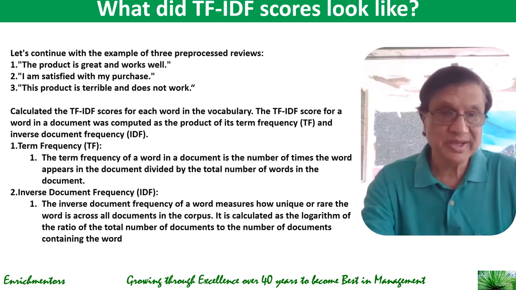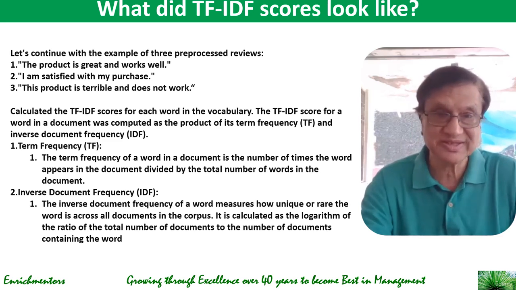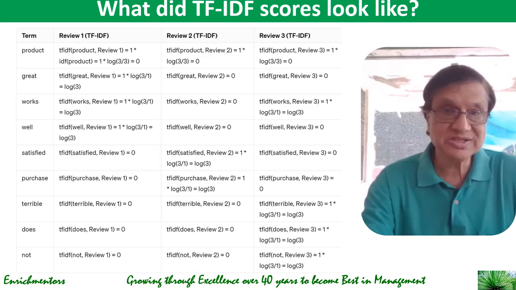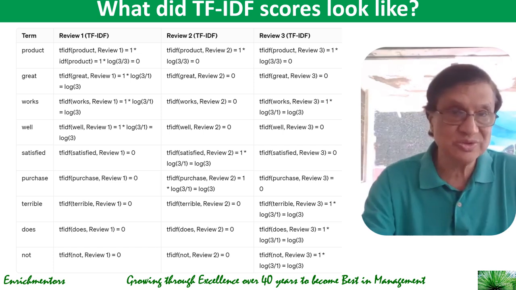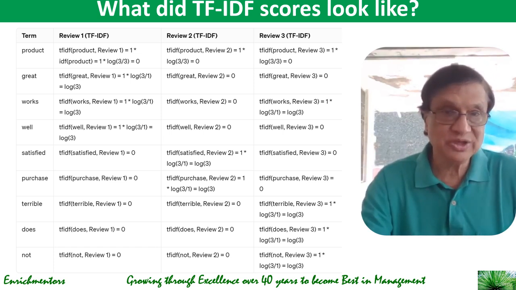Now, as we know, the term frequency of a word in a document is the number of times the word appears in the document divided by the total number of words in the document. And IDF of a word measures how unique or rare the word is across all documents in the corpus. It is calculated as the logarithm of the ratio of the total number of documents to the number of documents containing the word. Now, this is how the TF-IDF score looked. As you can see here, I would suggest you come back and take a look at it at your leisure by looking at the PDF file.